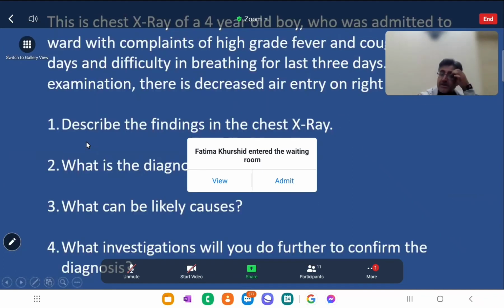Okay, so read the scenario. This is a chest X-ray of a 4-year-old boy who was admitted to the ward with complaints of breathing difficulty for the last 3 days. On examination, there is decreased air entry on the right side.